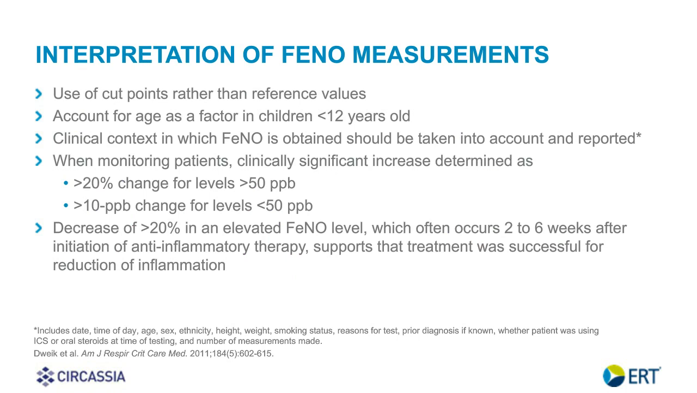So for interpretation, we use cut points rather than reference values. You account for age for children who are less than 12. You need to take into account the clinical context in which the FeNO is done. When monitoring patients, a greater than 20% change for levels greater than 50 is a significant increase in your FeNO. Greater than 10 parts per billion for levels less than 50 parts per billion is a significant increase.